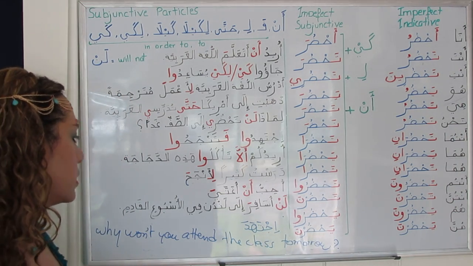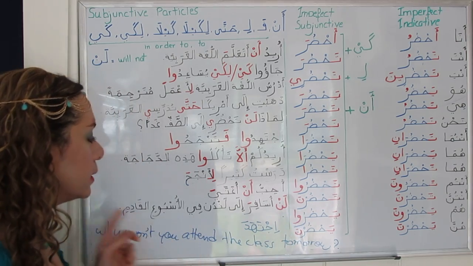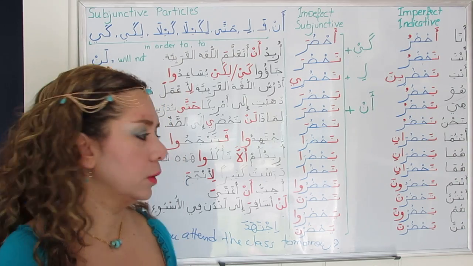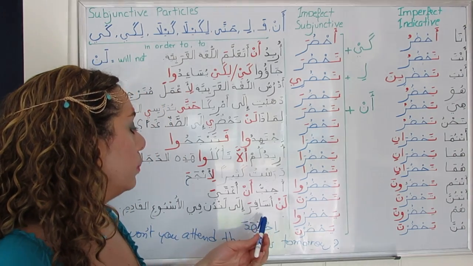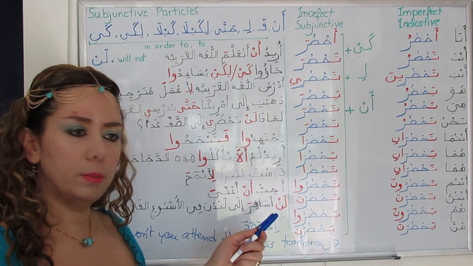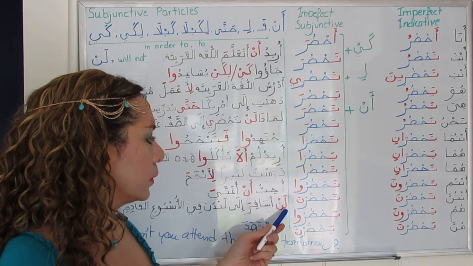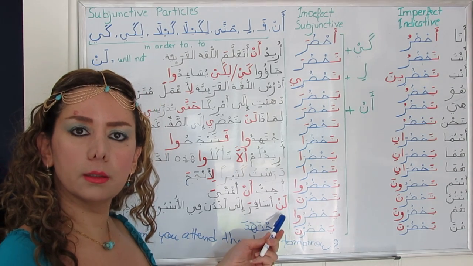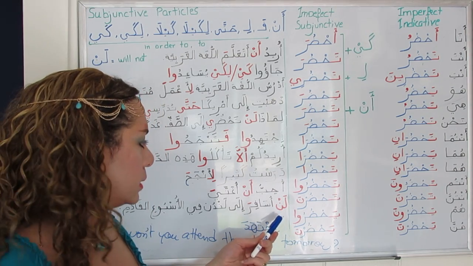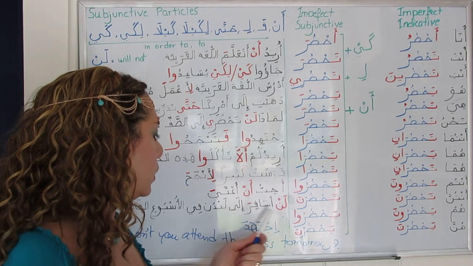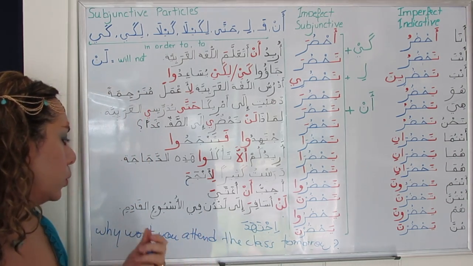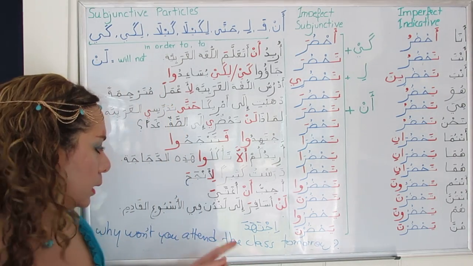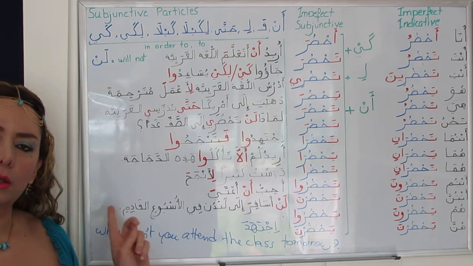Or just in a regular sentence, but will not be preceded by any main verb. So the imperfect subjunctive will be subordinate to the لن, to this particle, negative particle. So لن أسافر إلى لندن في الأسبوع القادم. I will not travel to London next week.